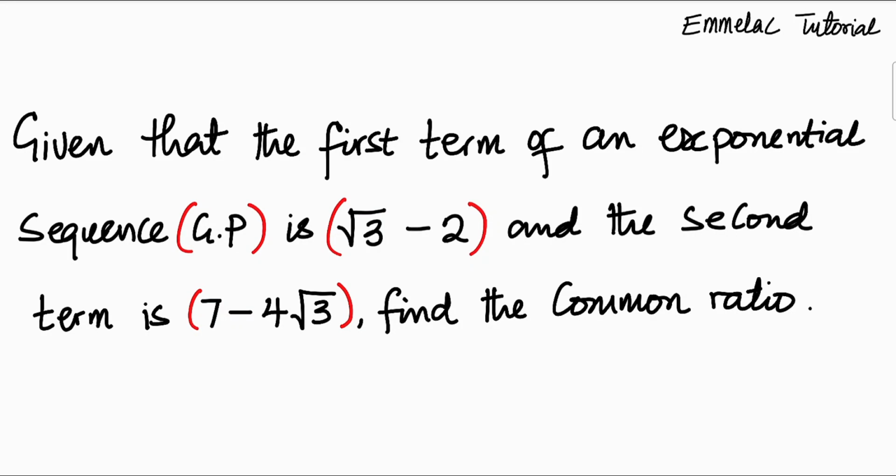To solve this exponential sequence math question, read that given that the first term of an exponential sequence (GP) is root 3 minus 2 and the second term is 7 minus 4 root 3, find the common ratio. So how do you go about it? Let's get started.